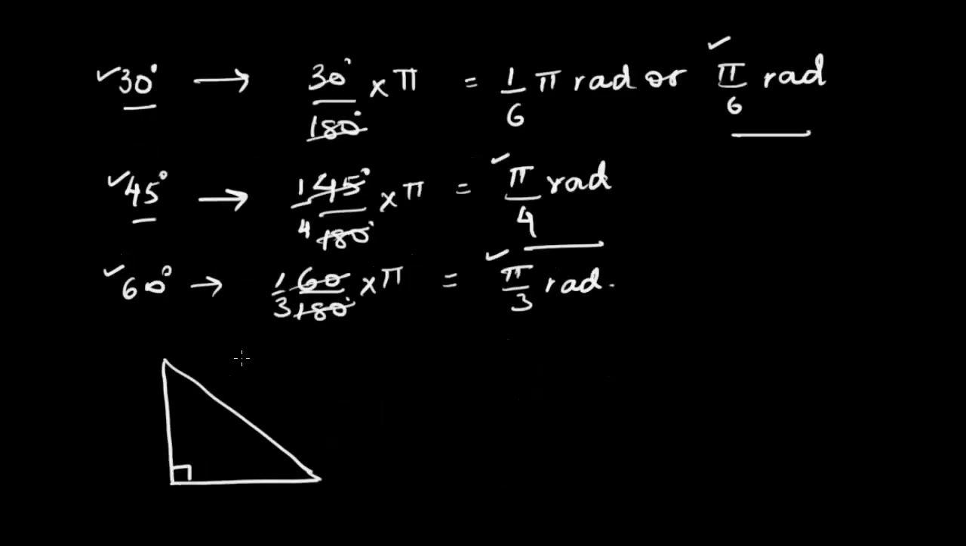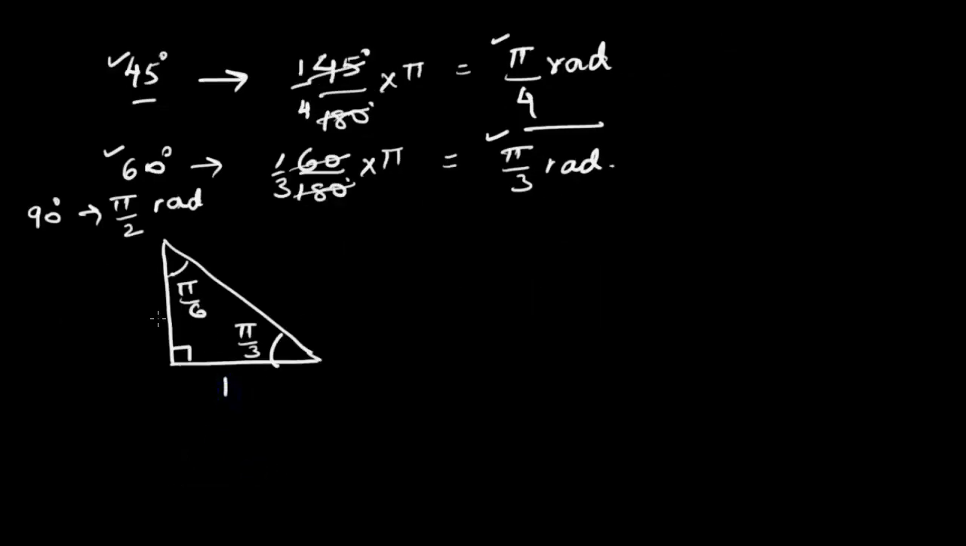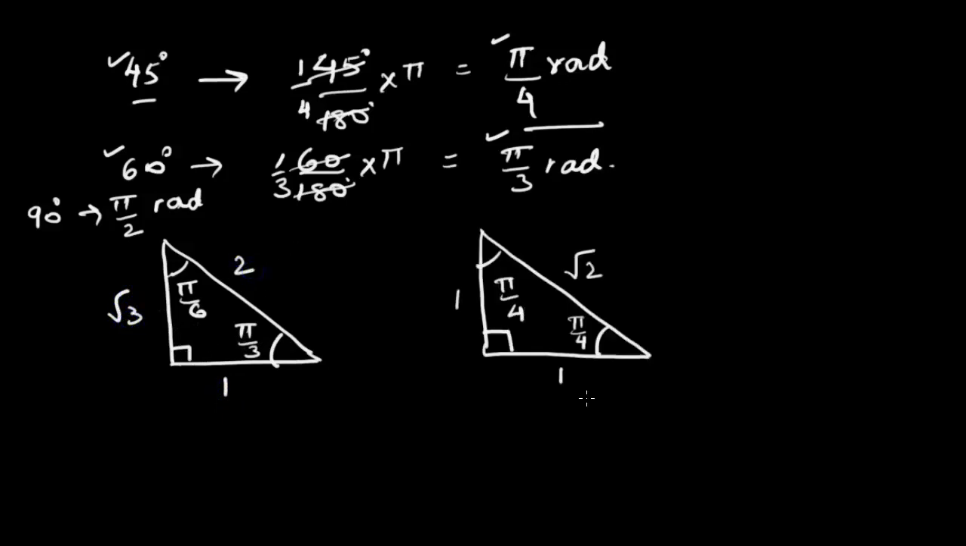We know this angle is 90 degrees, and 90 degrees using the same method can be written as pi by 2 in radians. 30 degrees is pi by 6, so this is pi by 6. 60 degrees is pi by 3, so pi by 6 opposite side is 1. Pi by 3 opposite side is root 3. Pi by 2 opposite side is 2. Pi by 4 opposite side is 1. Pi by 4 opposite side is 1. And pi by 2 opposite side is root 2. That's for the second triangle.